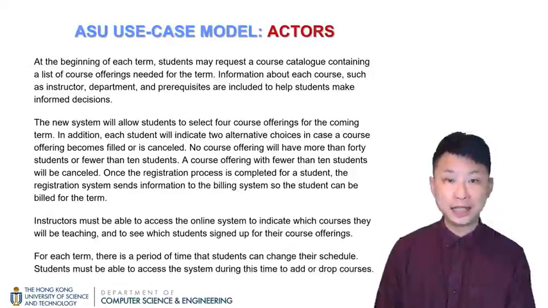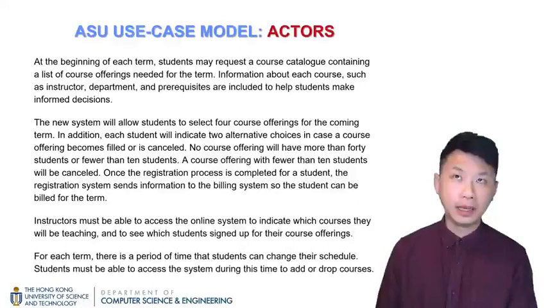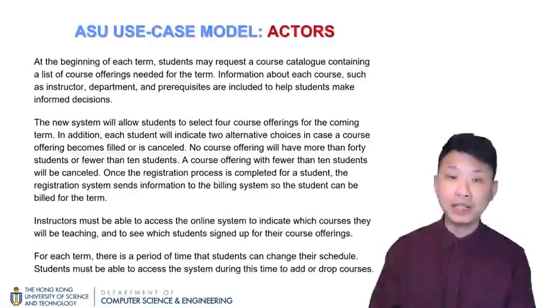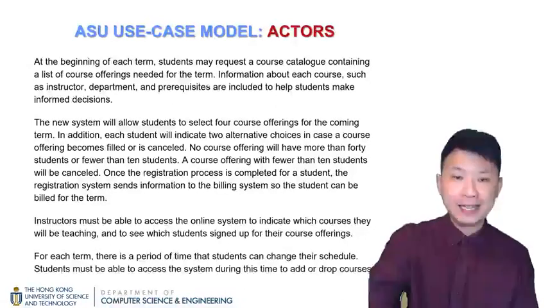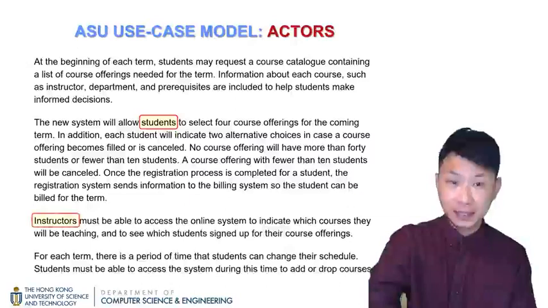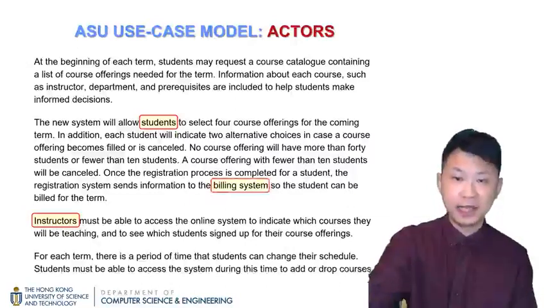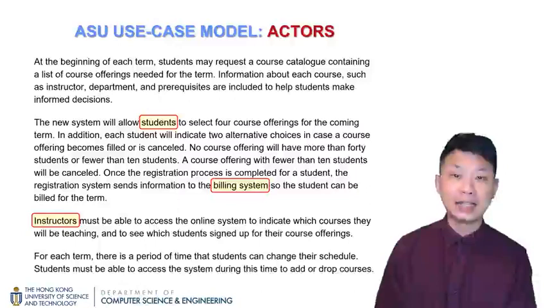Let's take a look at this example. Let's say we want to build a course registration system for a university called ASU. Then we are given this problem statement. From the problem statement, we have to identify all the actors, all the potential users who are going to interact with the system. If we read the problem statement closely, we can identify that we have students, we have instructors, and we also have another billing system as actors in this particular software system.